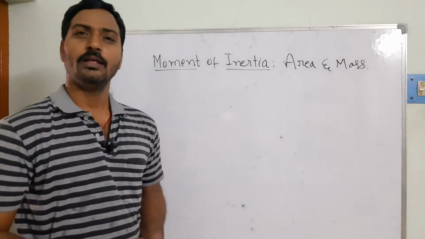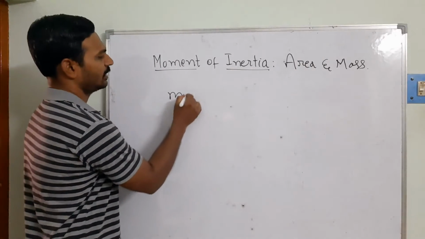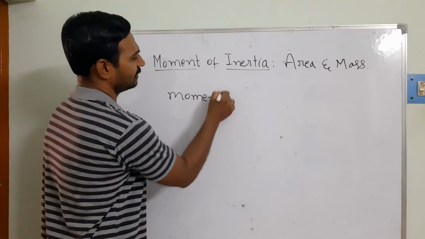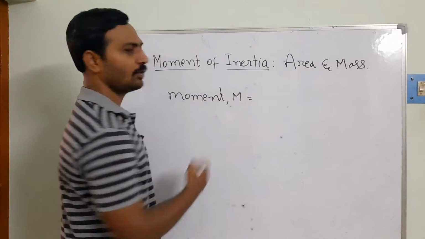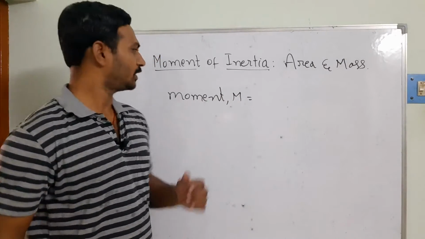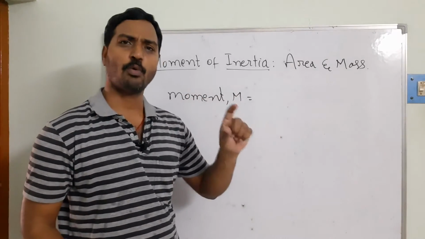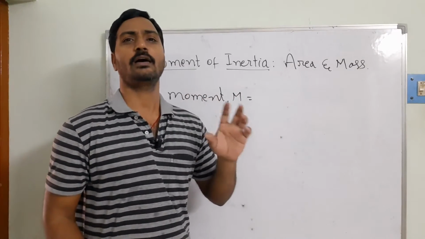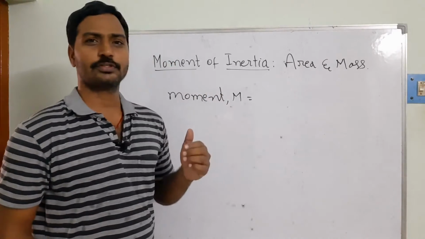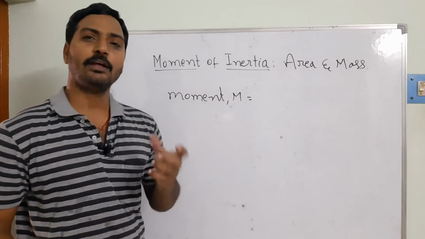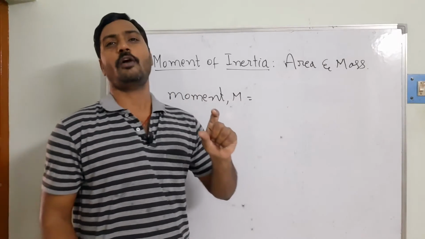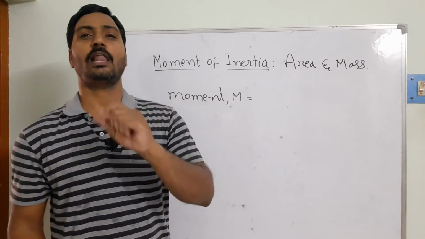I'm going to define what the moment is. That's represented with M, suppose. So that is equal to, we are talking about the moment of a force about a point, which is equal to the applied force and the perpendicular distance from the point of observation to the line of action.